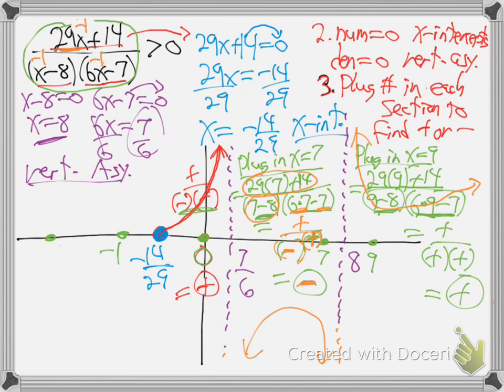Well, this is going to be -29 plus 14. That's negative on the top. On the bottom, -1 minus 8. That's -9. That's negative. And 6 times -1, that's -6 minus 7. That's negative. 3 negatives. Negative. So that means the graph is going down over here. It's going up here. So it's negative. So there, we have the graph. Basically, we've graphed the thing.